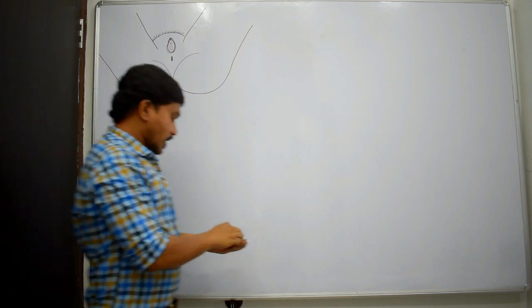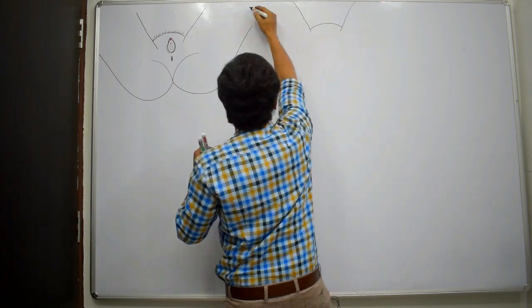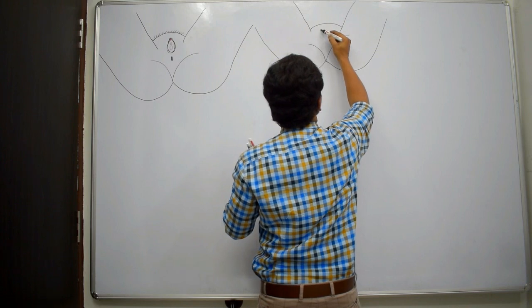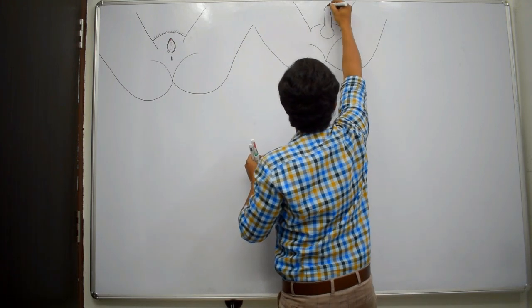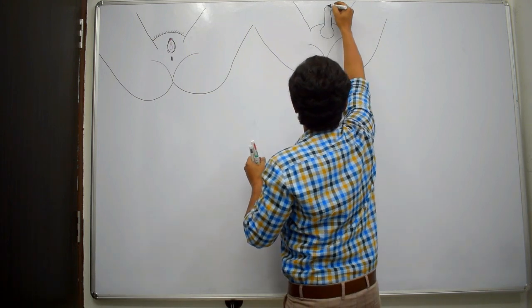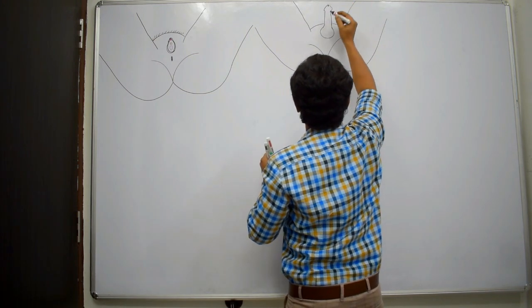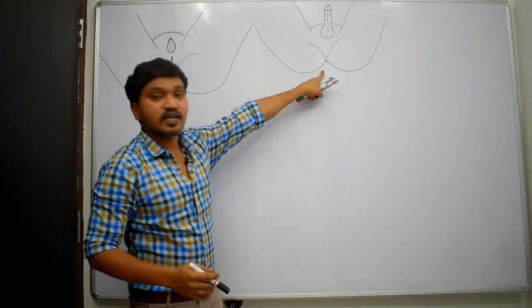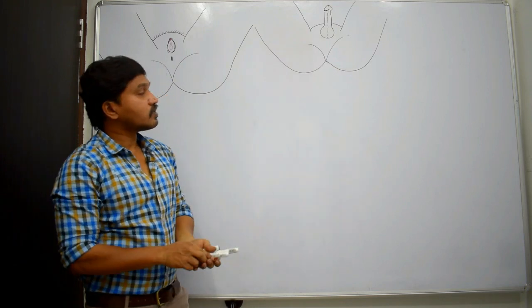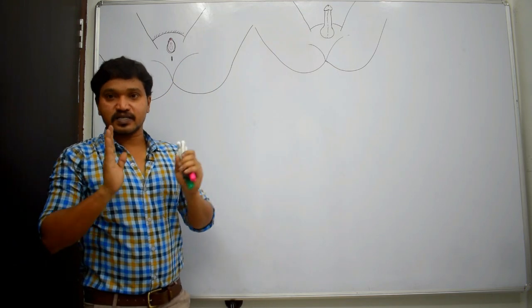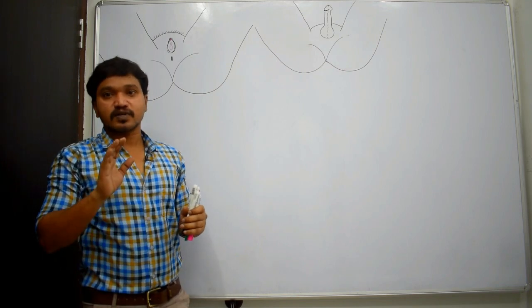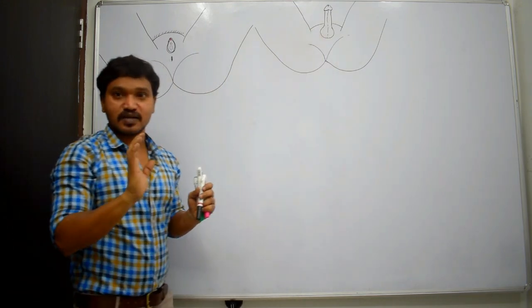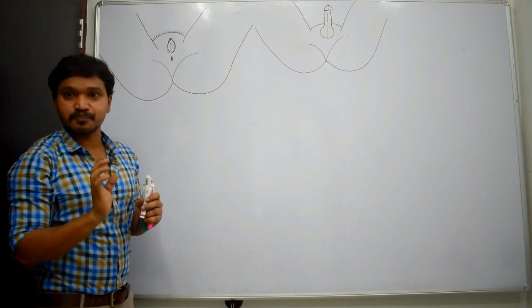Now we will try to draw the male in lithotomy position. Here the scrotum and penis. This is the external urethral meatus. Here the median raphe will be there. Here is the male in lithotomy position, right? Our definition of the perineum is that it is a region present at the lower part of the trunk and in between the two thighs. That means this area is the perineum.